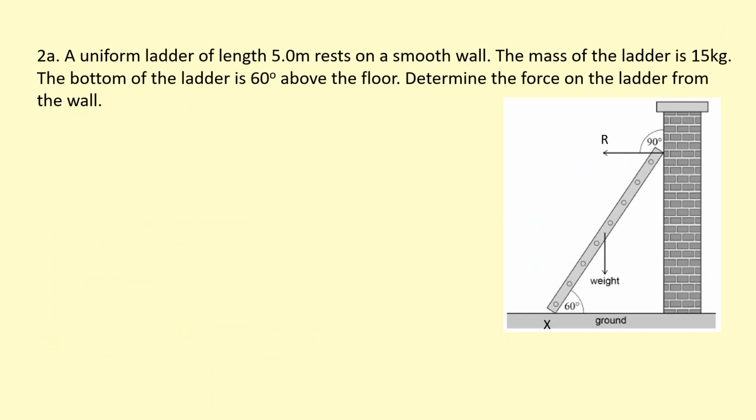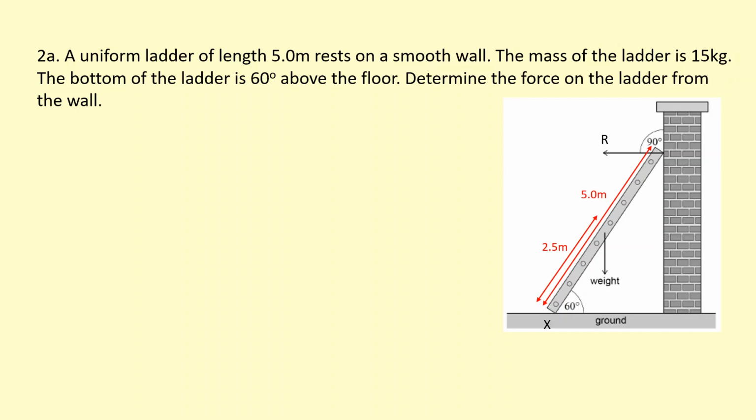A uniform ladder of 5.0 meters rests on a smooth wall. Okay, so there's not going to be any friction from the wall on the ladder. It's just a normal reaction force. The mass of the ladder is 15 kilograms. Because it's a uniform ladder, the center of mass is going to be halfway, which is 2.5 meters up the ladder there. The bottom of the ladder is 60 degrees above the floor. Determine the force on the ladder from the wall.